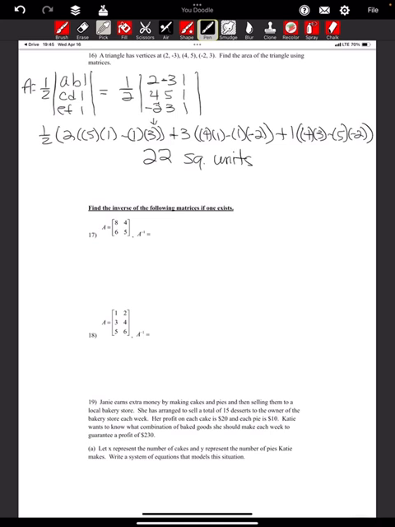All right, number 17, the formula we're going to use for this one is, for our inverse, we're going to do 1 over AD minus BC. And remember, we change our positions. D goes up here, the number for A goes here. The sign for B changes, and the sign for C changes. All right? So let's go ahead and do that.